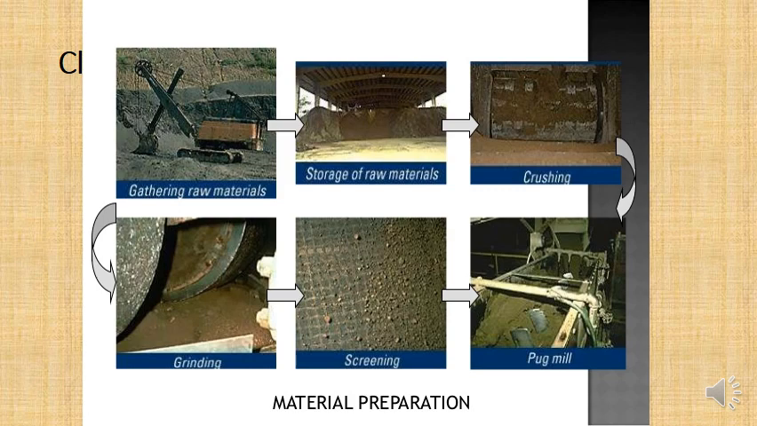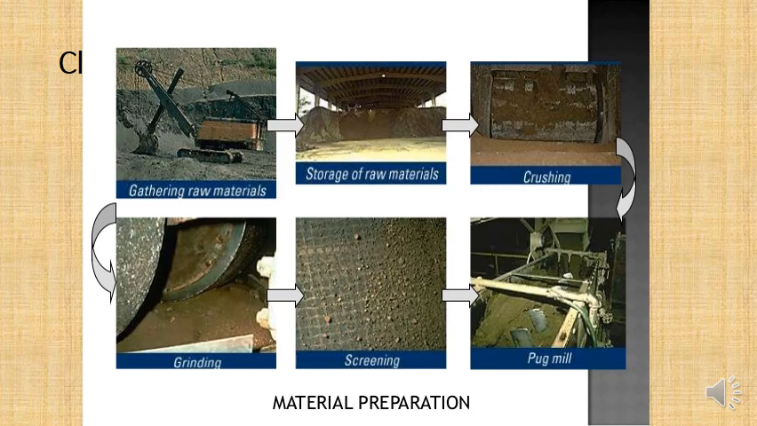You would, after crushing it, grind it. So you're making it into really small particles. And then you would screen it. That means you're getting out any of the big pebbles. And then with that very fine powder, you would then send that to a pug mill.